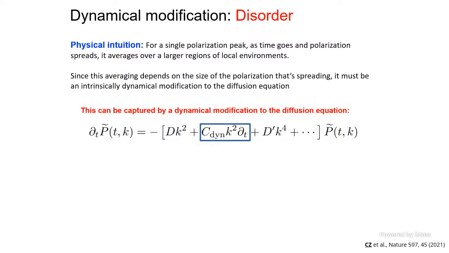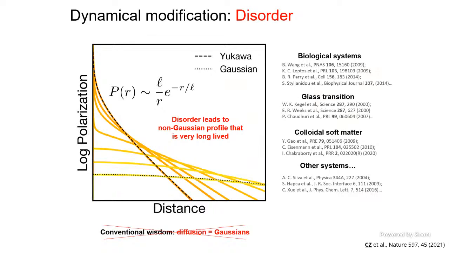It turns out we proved that this can be captured by a simple dynamical modification, which has a term with a time dependence, partial t, in the diffusion equation. With this term included, we can predict a Yukawa-type polarization profile even at late times. So there will be a very long-lived non-Gaussian profile, which is exactly the reason why, in our experiment and models, the two diffusion coefficients don't match very well.